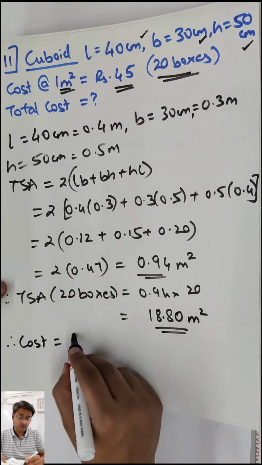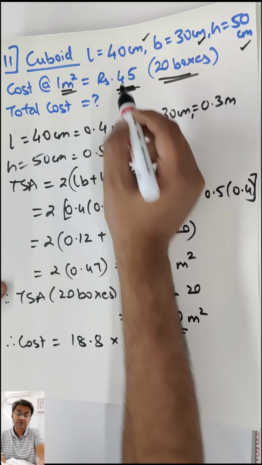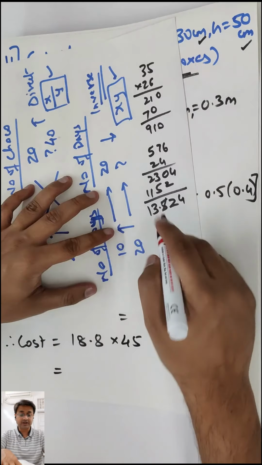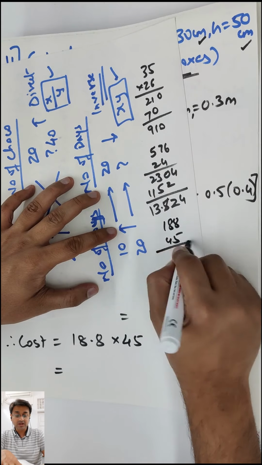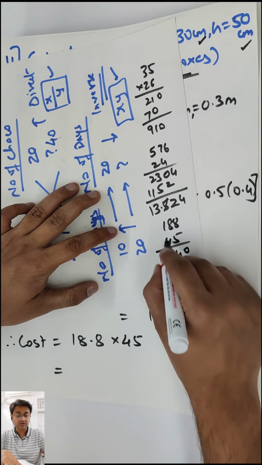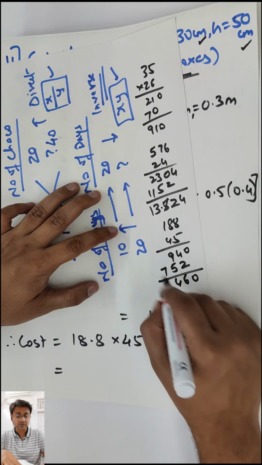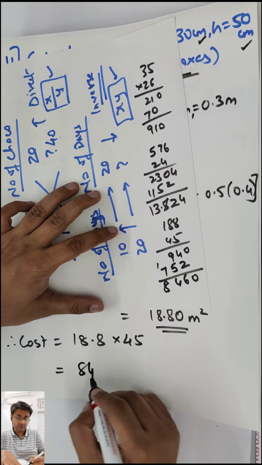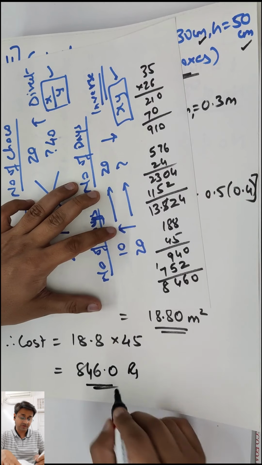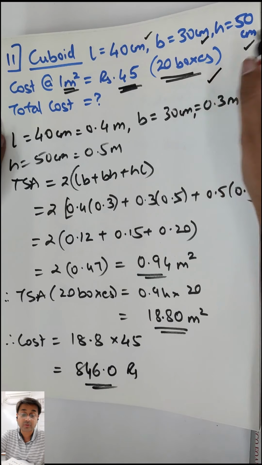So the cost of all of them is 18.8 multiplied by the cost per meter, which is 45. So let's take the rough sheet, multiplied again, 188 with 45. So 8 5s are 40, 44, 9, 8 4s are 32, 35, 4 7. So 0 6 14 8. 8460, so 1 decimal, so 846.0 rupees. So 846 rupees is going to be the total cost for all the 20 boxes.